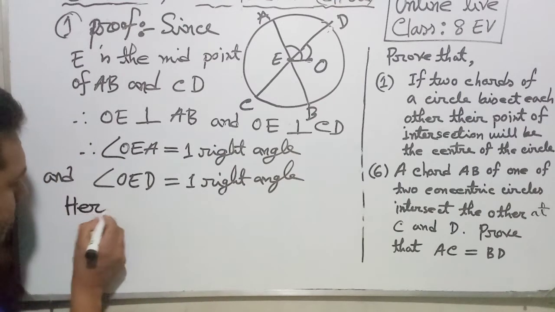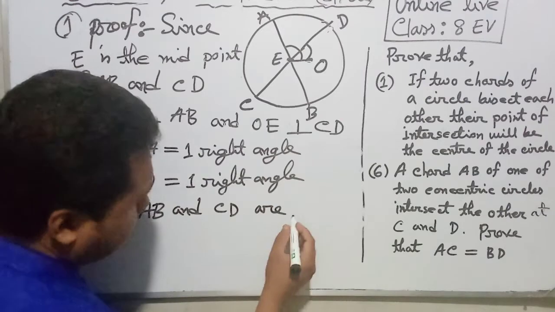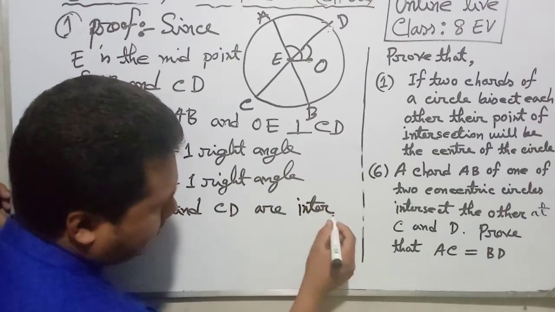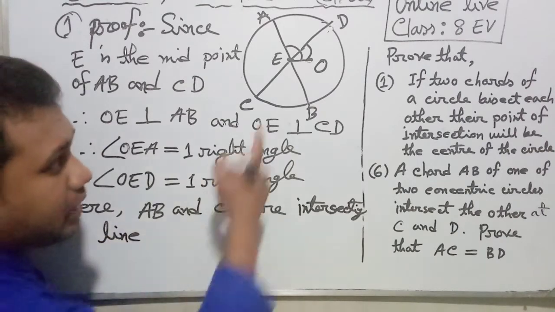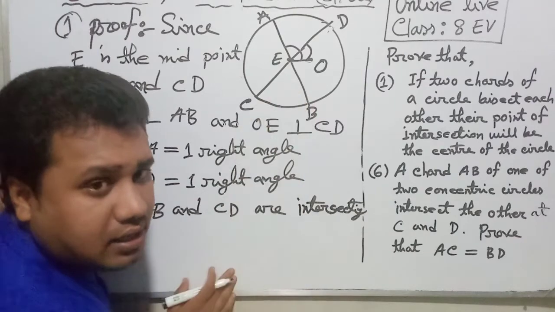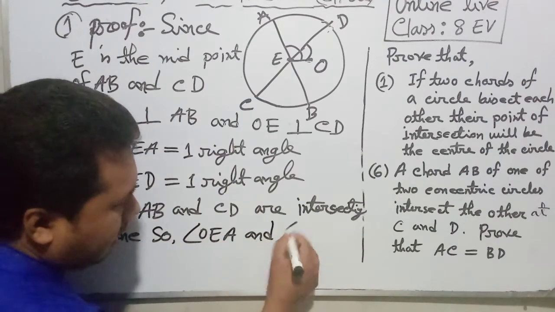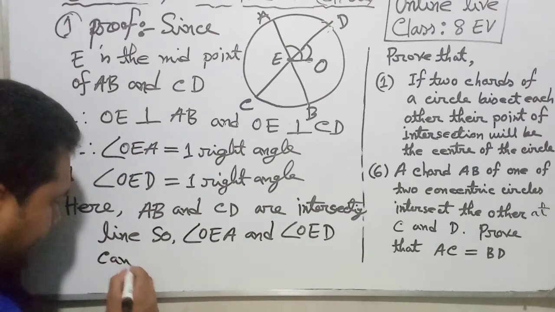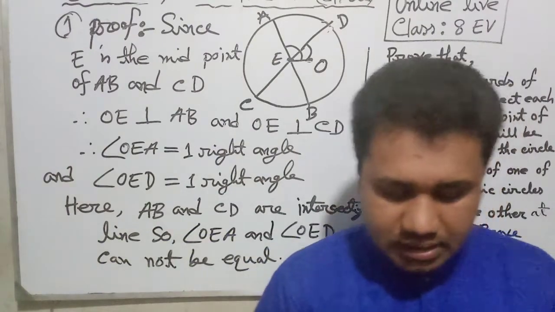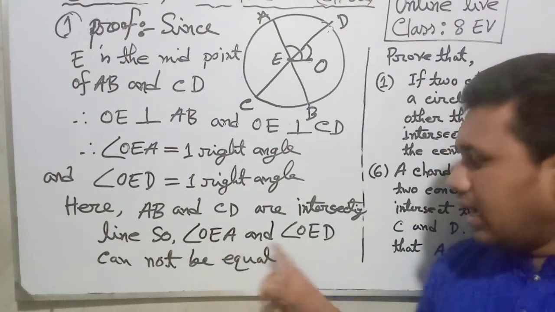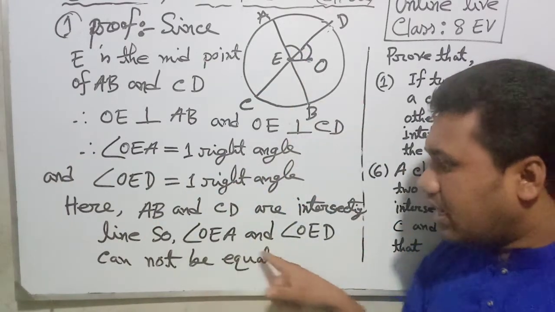So here AB and CD are intersecting lines. Look, here AB and CD, they are intersecting lines, not parallel lines. So angle OEA and angle OED cannot be equal. Since these two chords are intersecting, they are not parallel. So we can say these two angles OEA and OED cannot be equal. Here we can say this is one right angle and this is one right angle, but our figure says that they cannot be equal.